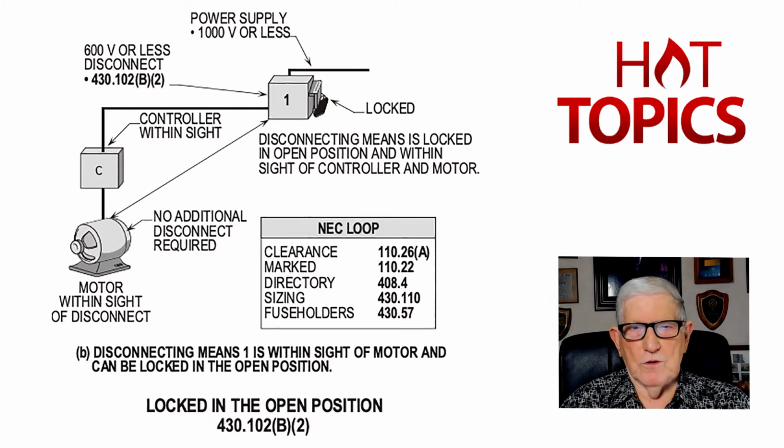So we know the NEC loop's kind of important, but notice disconnect 1 is within sight of the controller. But notice we do not need additional disconnect, period, if we can lock disconnect 1 in the open position. Then we would be all right where the motor was inside or it wasn't in sight. This rule would give you permission to install the disconnect either way and have the motor located within sight, or it might not be located within sight.